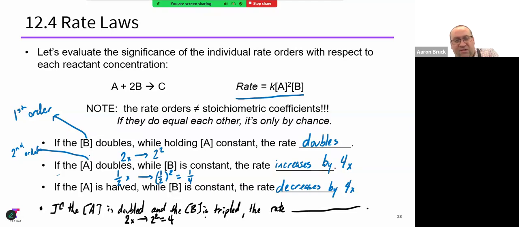And then for B, because B is first order, the A concentration would quadruple the rate. The B concentration would triple the rate. The 2 in combination with each other would increase it by a factor of 12.